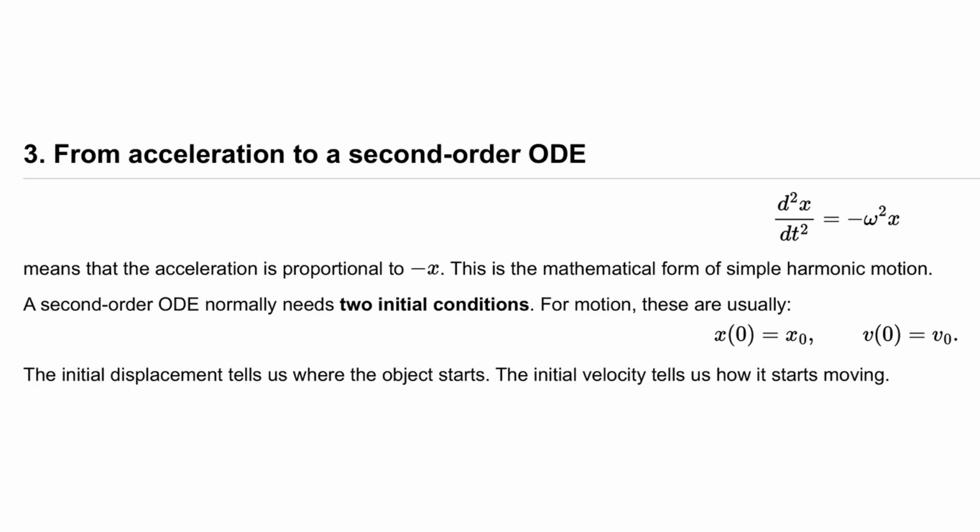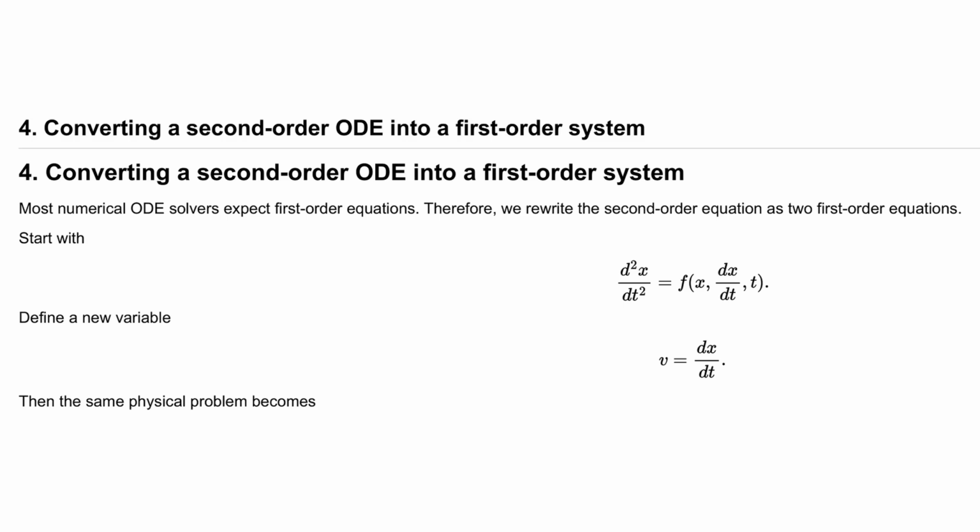To solve this, or any second-order system, we require two initial conditions: the starting position and the initial velocity. Without both, we cannot uniquely determine the motion of the object. Most numerical solvers, like the ones in SciPy, are designed to solve first-order equations. To adapt our second-order physics models, we use a standard trick.